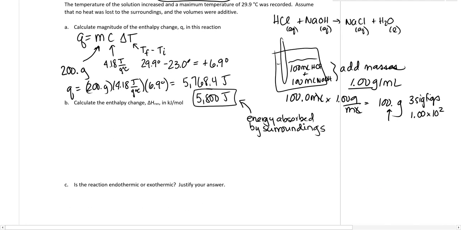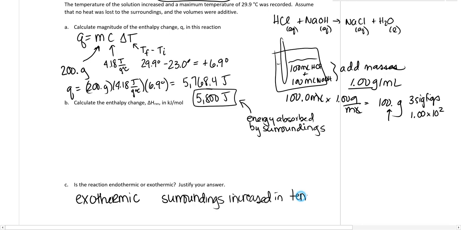So the temperature of the surroundings increased, meaning our reaction released energy. I'm actually going to skip down to C right now. This shows us our reaction is exothermic. The reason we know this is because we are measuring the surroundings, and we saw the surroundings increase in temperature, and we were able to calculate that they gained 5,800 joules of energy.